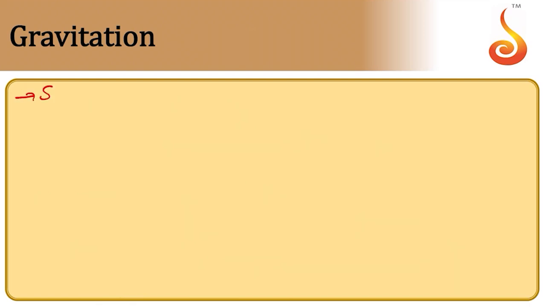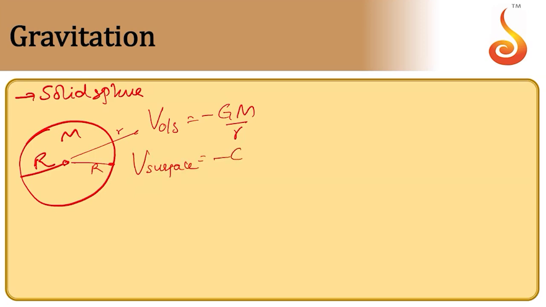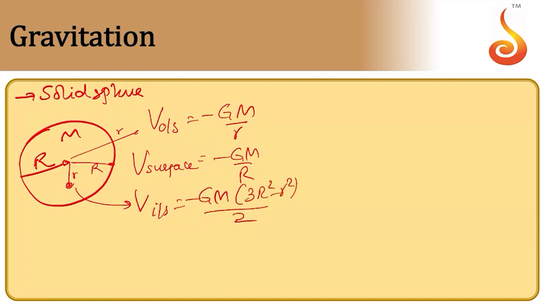What if I consider a solid sphere? A solid sphere of radius R whose mass is M, then at a distance r outside, the gravitational potential is minus GM divided by r, and that on the surface is minus GM divided by R. Well, that inside is given by minus GM into 3R square minus r square divided by 2R cube.